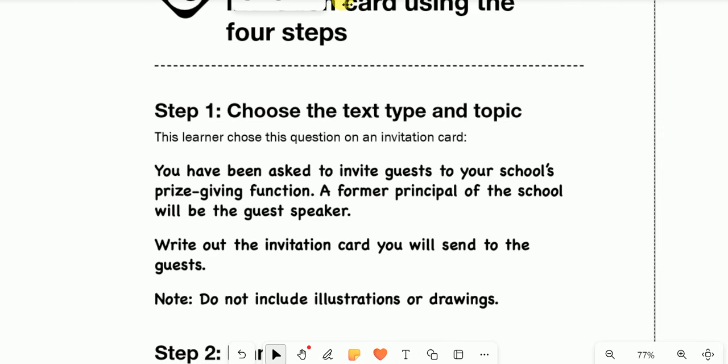For an example here, the occasion is a prize giving function. So whenever you are given a question, try to deduce the function that is being said, or that you need to write an invitation about. So please do not draw. Do not draw when you are asked to write an invitation card.